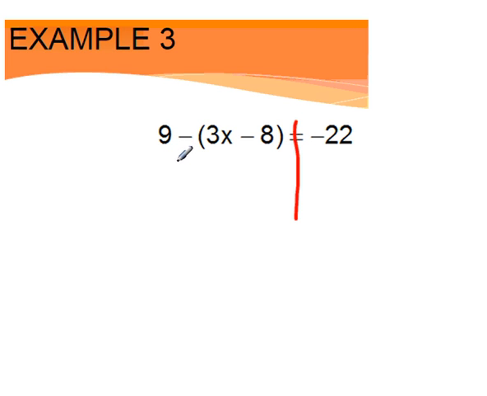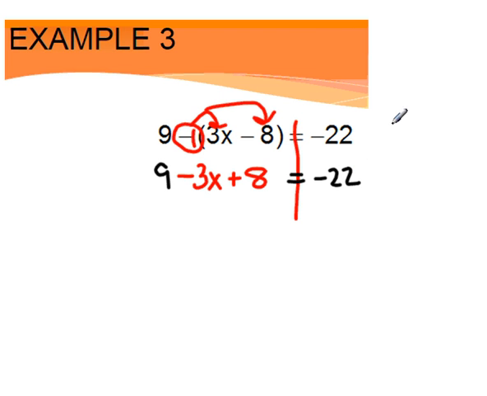So we always want to start with the distribution because, if we look at our order of operations, multiplication comes first before addition, like combining like terms. So this negative here is what we need to distribute, and it's really a -1. So I'm going to take that -1 and multiply it times everything in the parentheses. So that will give me a -3x, and then the -1 and the -8. Negative and negative will make a +8. And then I'm going to bring down the 9 from the beginning of the problem, and the equals -22.